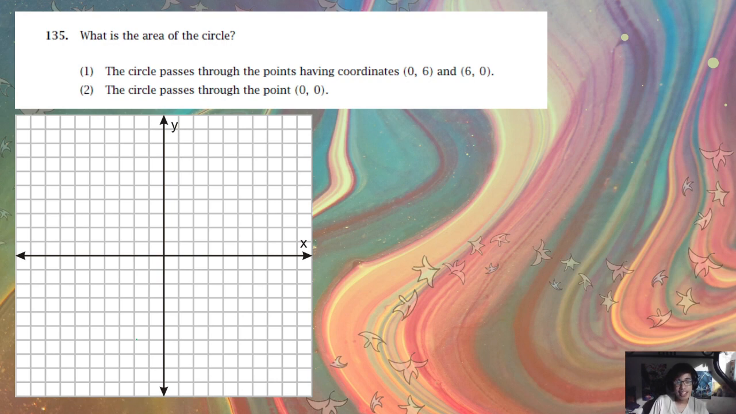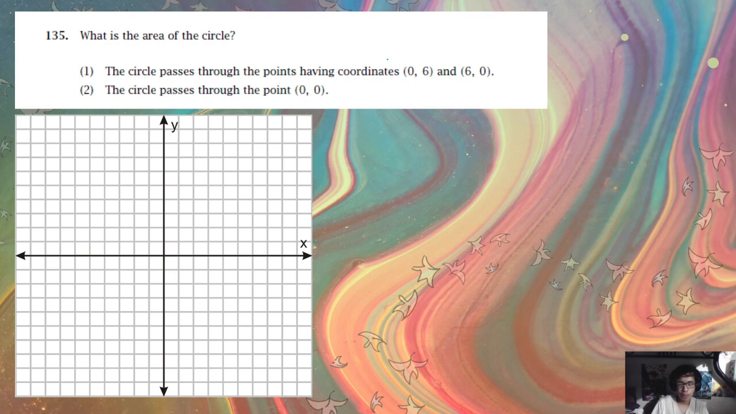Again, this is the second to the last lesson for the fourth quarter on our topic, circles. So our topic is on equation of circles. So let's try to solve this problem that we have here. What is the area of the circle given that the circle passes through points having coordinates 0, 6, and 6, 0, and the circle passes through the point 0, 0, or the origin? So how will we solve this problem?